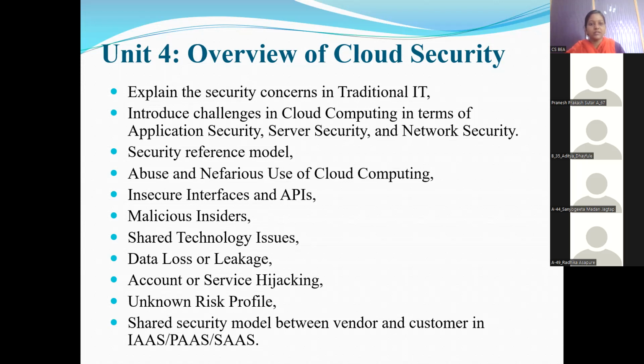Then security reference model is there. So that study overall details of that particular reference model will be there. Then abuse and nefarious use of cloud computing, how we can convert the cloud computing usage into abuse and nefarious kind of things. Then insecure interfaces and APIs, then malicious insiders, shared technology issues, data loss or leakage, account or service hijacking, then unknown risk profile, then shared security model between vendors and the customer in IaaS, PaaS, and SaaS that we are going to see. So these particular bits from the security point of view, we are going to cover.